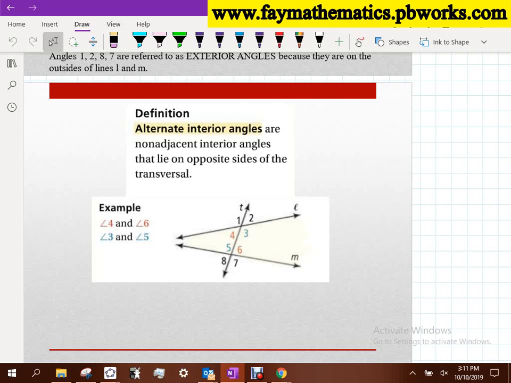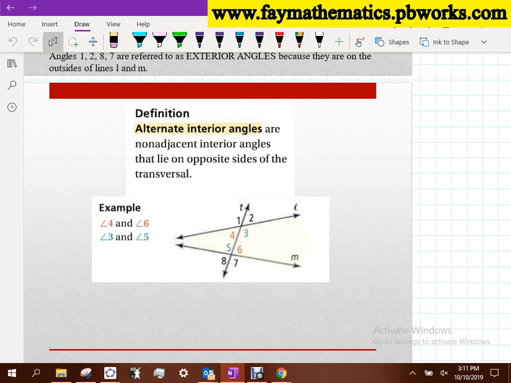So that's a relationship that we can use that is true here, but it's nothing new to us. So we don't want to talk about 4 and 3. We don't want to talk about 5 and 6. We want to talk about 4 compared to 6 and 3 compared to 5. Those are alternate interior angles.